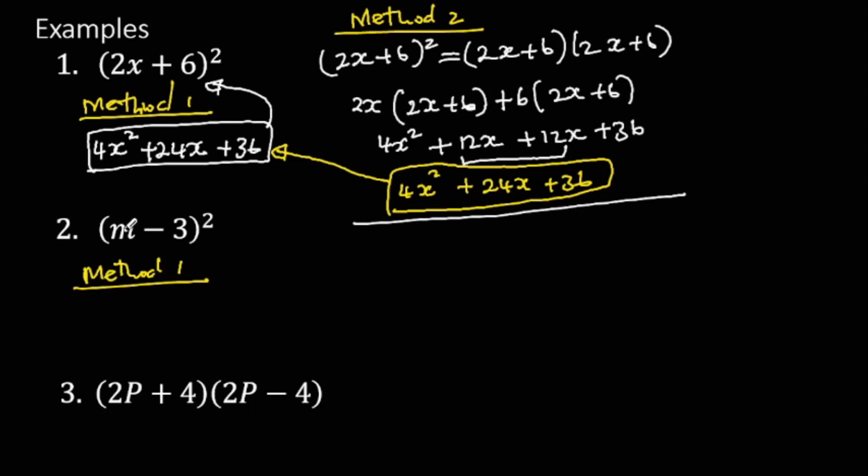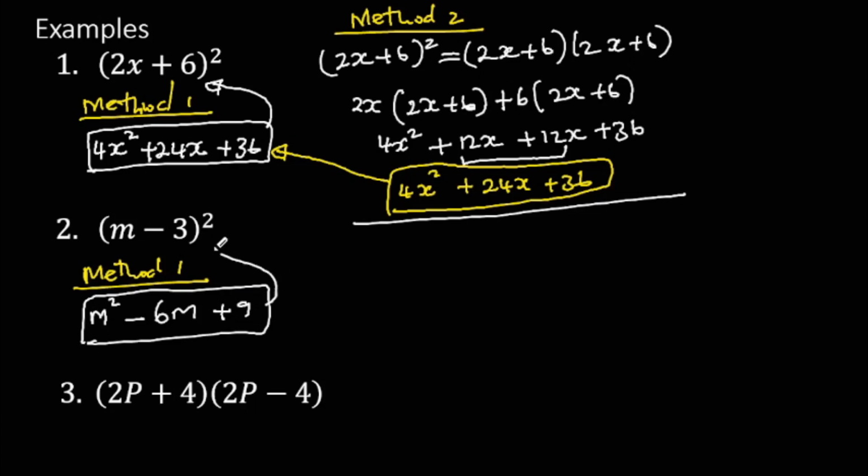We need to take the first element, we square it. In this case it is m, so m squared is going to give us m squared. The sign between them is a minus. Then you multiply the two elements, 3 times m, you get 3m, then double that. That's going to be 6m. Then you take the second element squared. Negative 3 squared is going to give us a positive 9. And this is the expanded form of this bracket here.